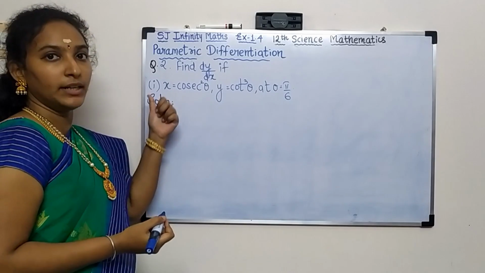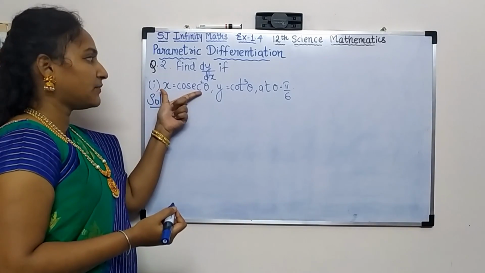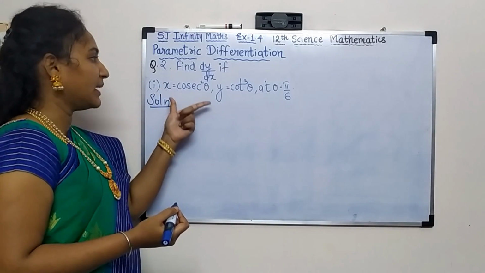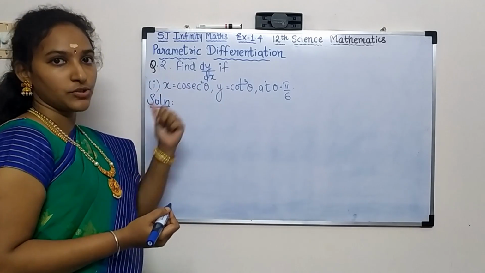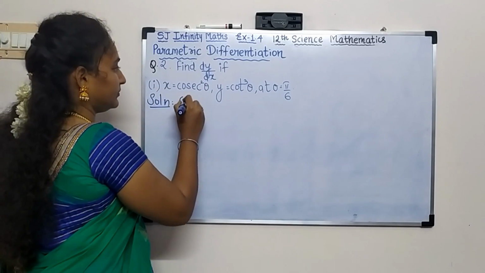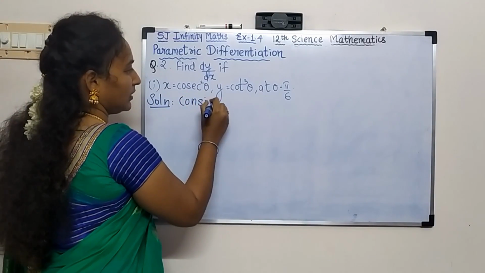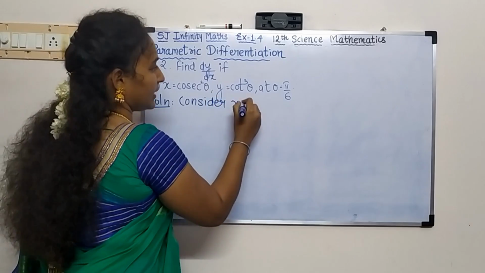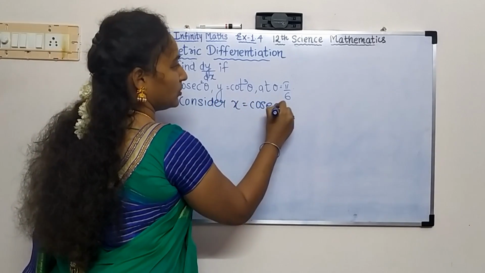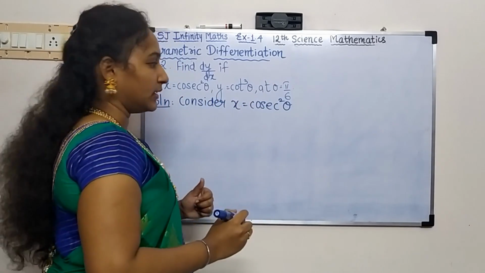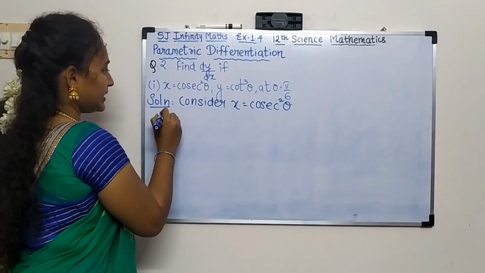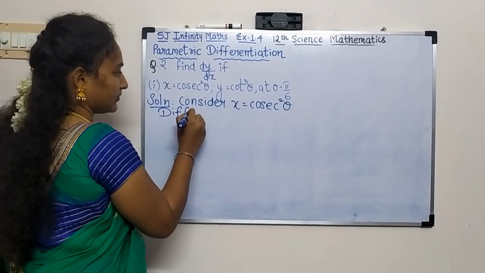The solution is similar to question number 1. First we find dx by d theta by considering x equal to cosec square theta. Let us differentiate this with respect to theta.